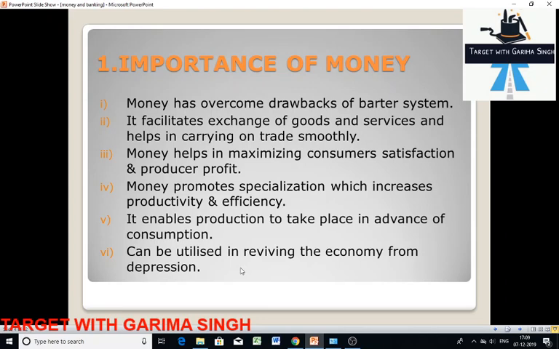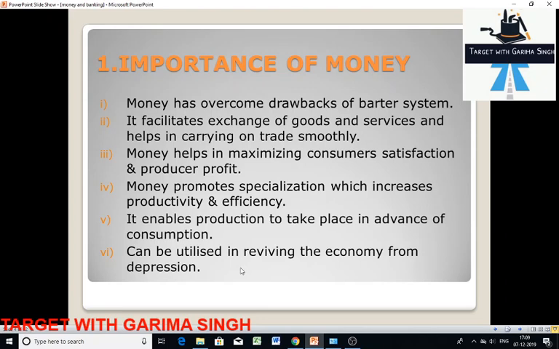Money as a measure of value or unit of account solves the barter problem of absence of a common measure of value. Money as a store of value solves the barter problem of difficulty in storing wealth. Moreover, money in convenient denominations like 5, 10, 20, 50 paise and currency notes solves the barter problem of lack of divisibility.